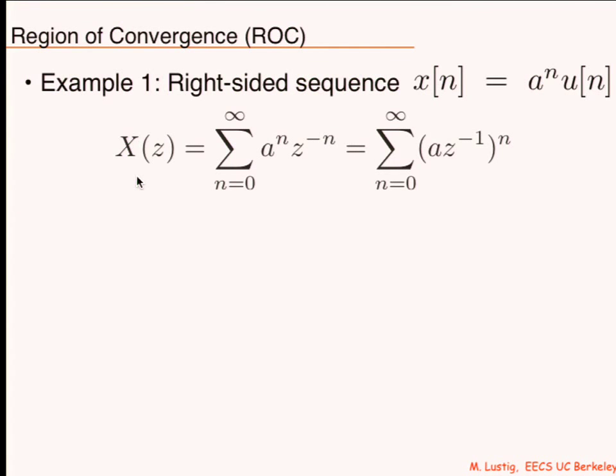So let's look at an example. I'm going to take a right-sided sequence, x of n, which is a to the power of n, u of n. What is u? A unit step. It's 1 from 0 and on, and it's 0 for the negative values.